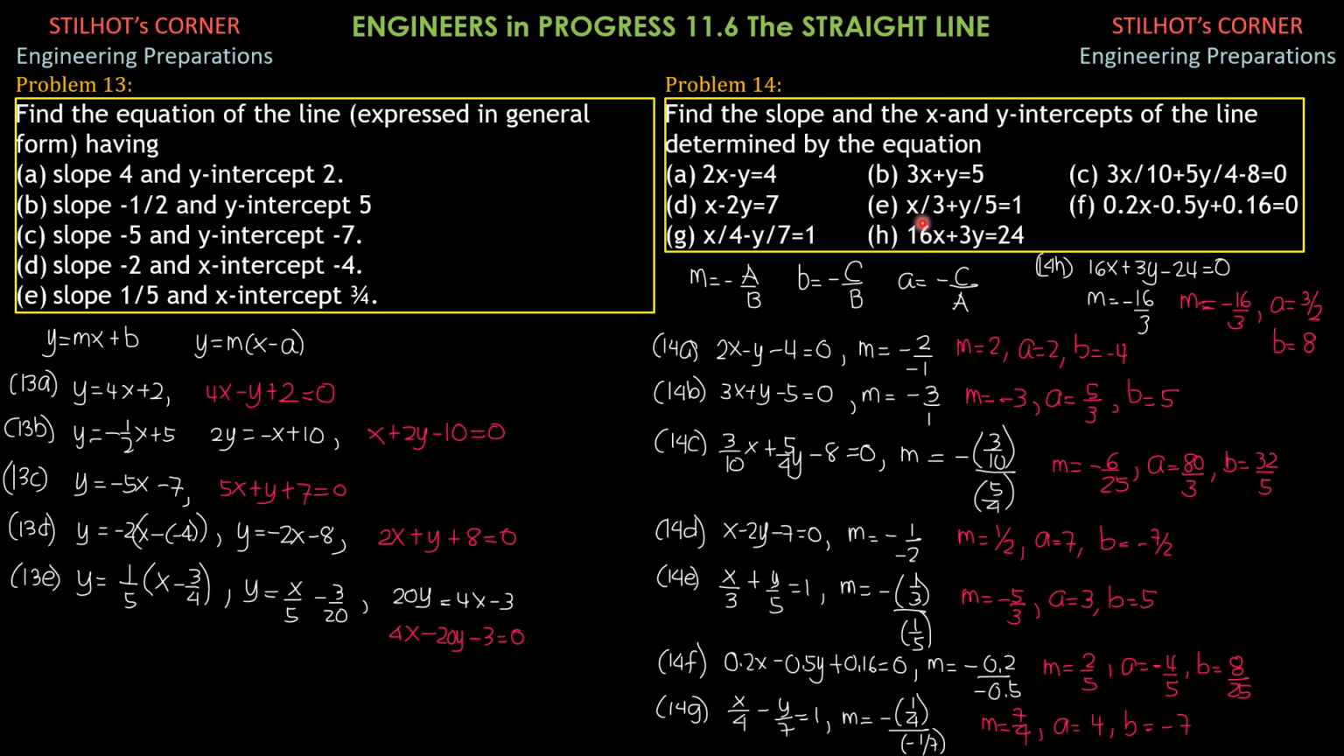For 14e, x over 3 plus y over 5 minus 1 equals 0. This is already in the intercept form, so the slope is negative of 1/3 over 1/5, so that's negative 5/3. The x-intercept is 3, the y-intercept is 5. Already it's in the intercept form.